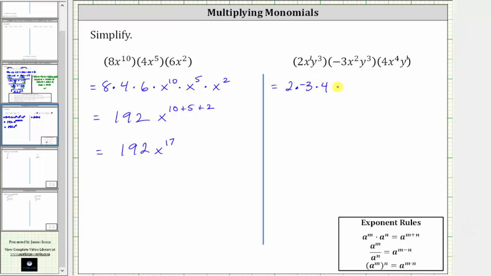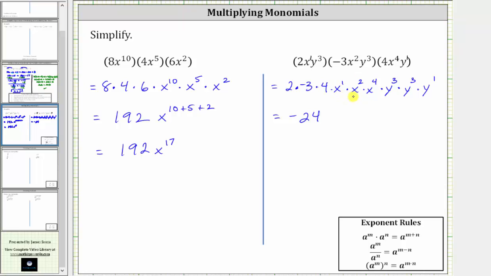Multiplying the x's, we have x to the first times x to the second times x to the fourth. And multiplying the y's, we have y to the third times y to the third times y to the first. So multiplying, 2 times negative 3 is negative 6. Negative 6 times 4 is negative 24.